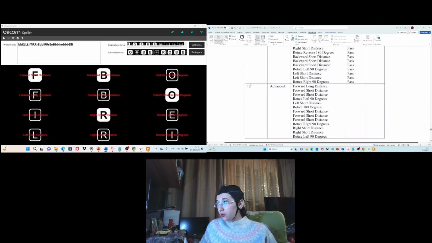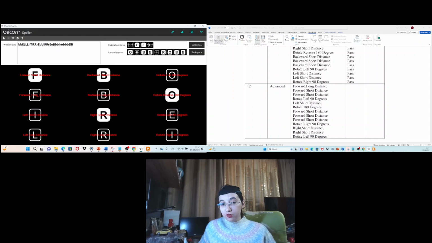So these two experiments are so difficult that even Unicorn Speller is quite overloaded or exceeded. Let's try again. So here the first one is forward long distance, then forward short distance, again forward short distance, then rotate left 90 degrees, then left short distance, after that rotate 180 degrees, so this one.